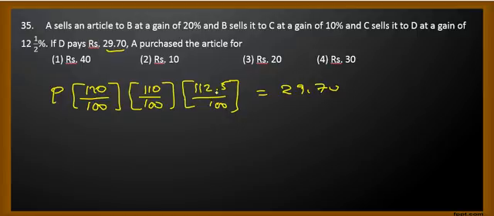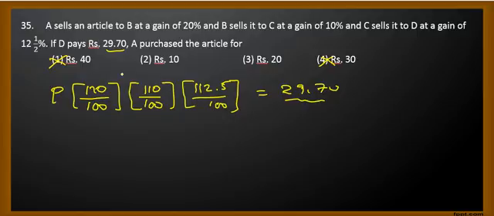P is increased consecutively 3 times, 20%, 10% and 12.5%. D paid how much? 29.70. It means the value of P will definitely be less than 29.70. So option 4 and option 3 are ruled out.